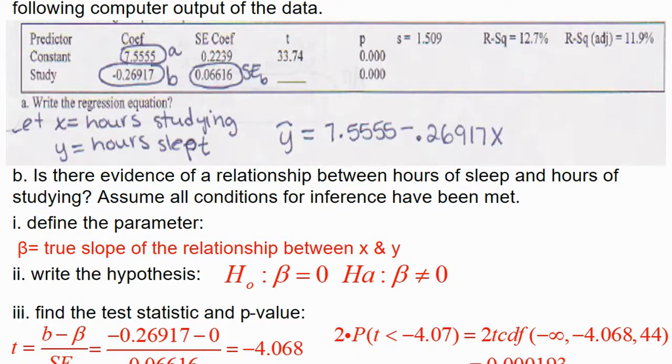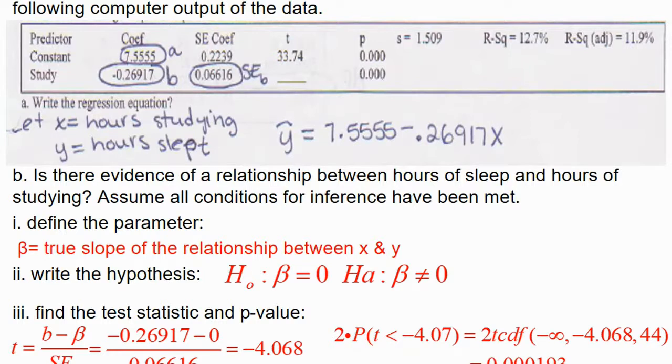Let me make sure I did it right. Did I multiply by 2? Yeah, that looks right. So your p-value is almost 0, which is what the table shows. Then you can finish the last part on your own. It says make your decision and conclusion. Based on that small p-value, I reject the null hypothesis. There is evidence of some type of linear relationship. So make your decision and conclusion.